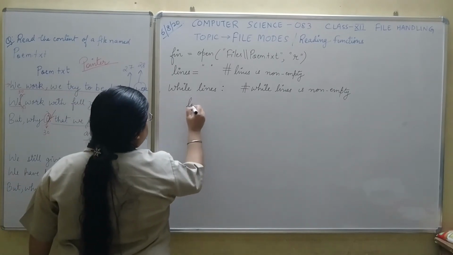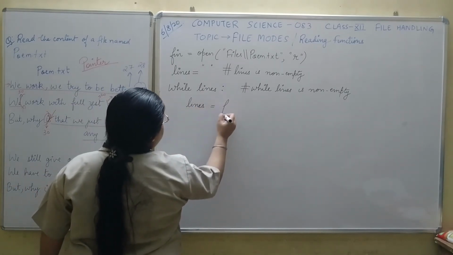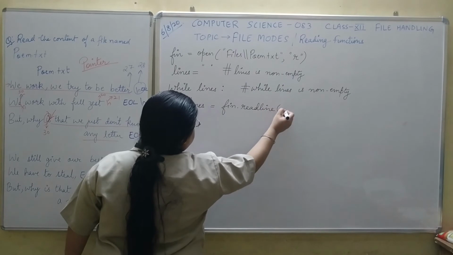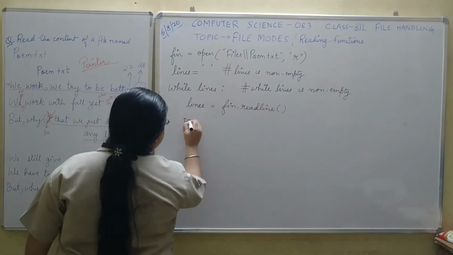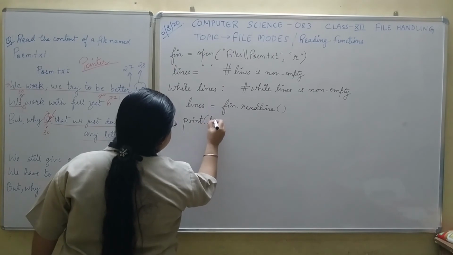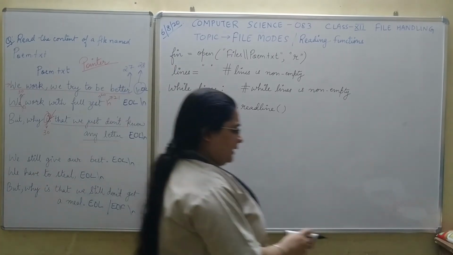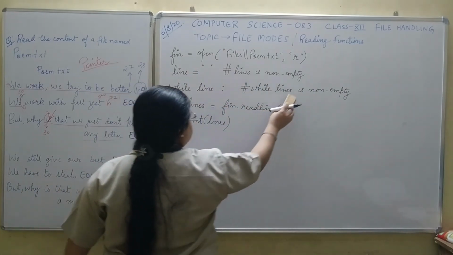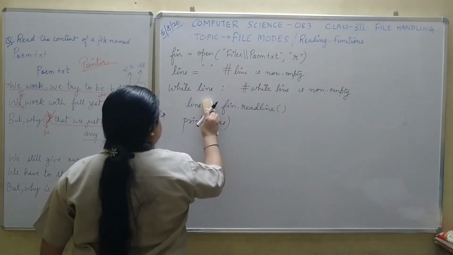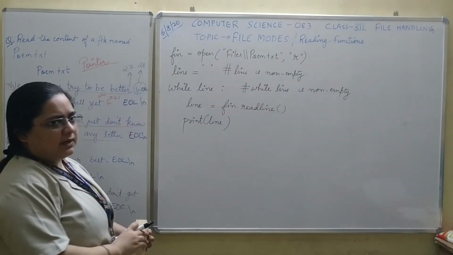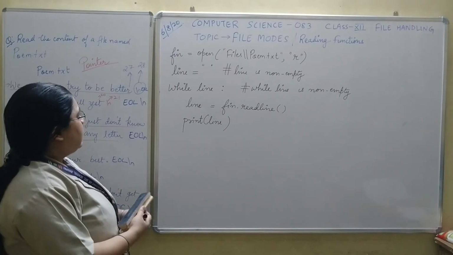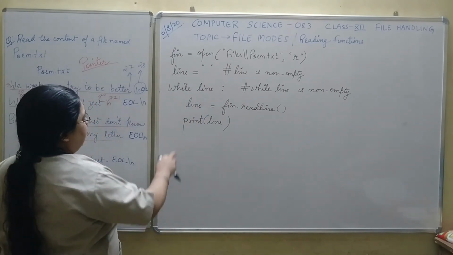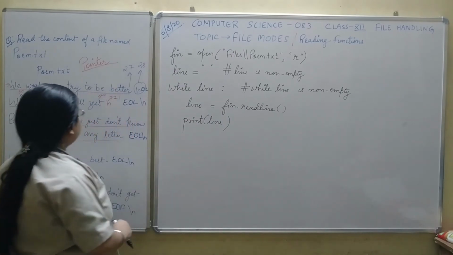What are they? Lines equals fin dot read line and print lines. For the sake of convenience, I can rename this as line also, because we are reading one line at a time. So what will happen in this? It will first open and then line will be set to an empty string. Now while line is non-empty, line equals file dot read line.